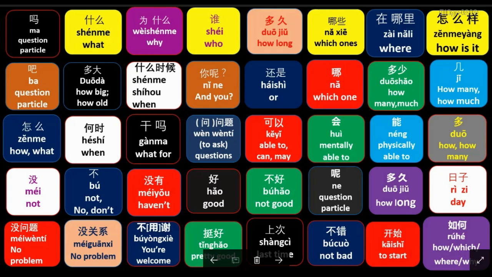And last but not least, I think it's not really the last one, but it's second from last, it's ruhe, which means how, which, where, and why. This one is used mainly in books, so if you find ruhe, it means how. Depending on how the question is structured, it could mean how, which, where, or why. So it's more like just a question particle, and you can infer what the question is referring to, depending on how the question is structured.